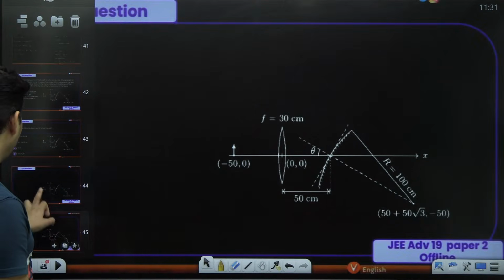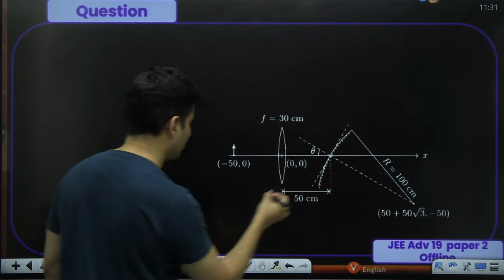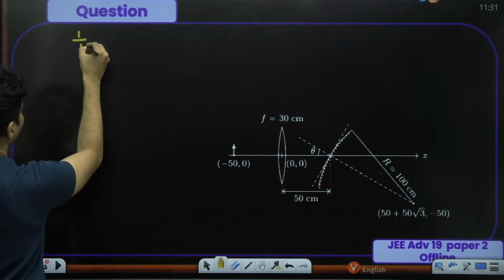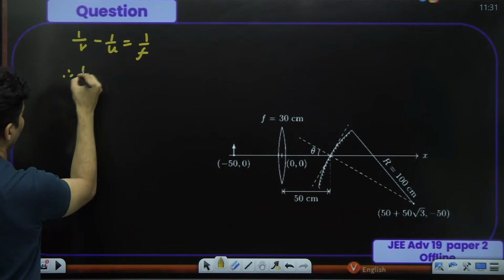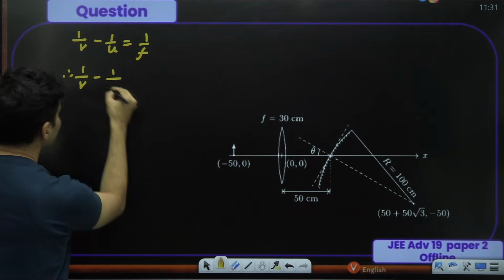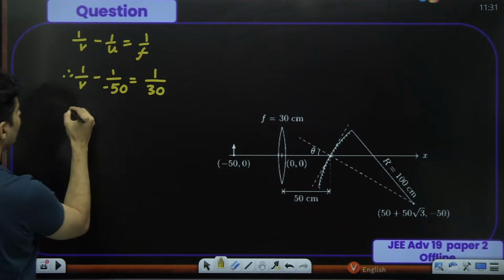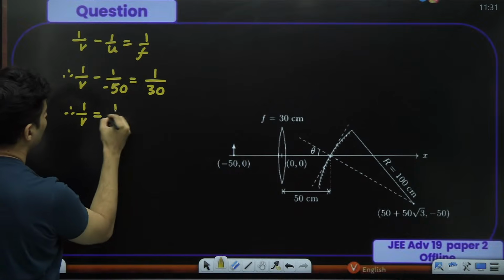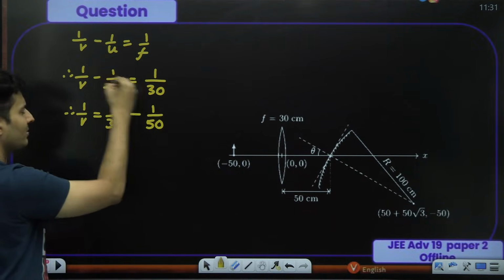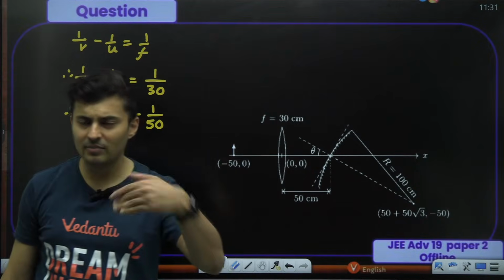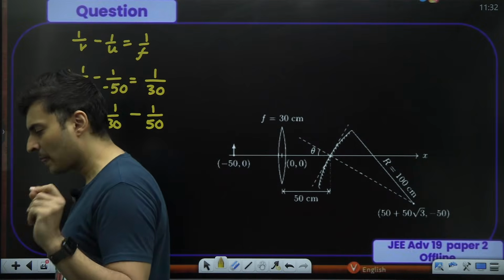Okay, observe now carefully. This particular lens will form an image given by 1/v minus 1/u equals 1/f. Image distance I don't know. Object distance is negative 50. Focal length is 30. So 1/v is equal to 1/30 minus 1/(-50), because minus minus is plus. Is that right? Okay. Perfect.